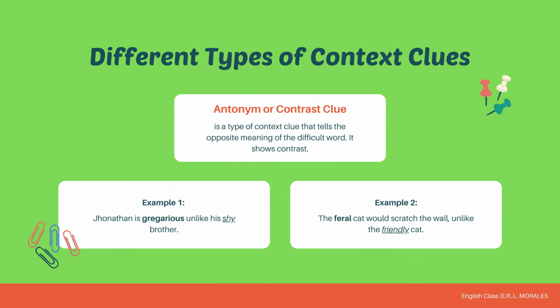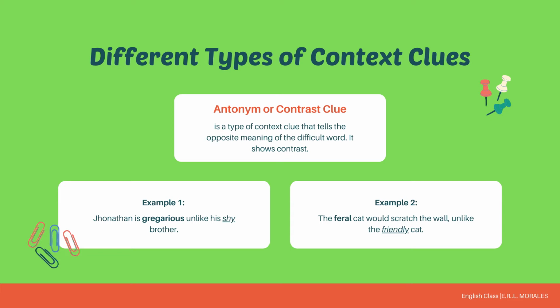We already discussed the two types of context clues, which are synonym or restatement clue and the definition or statement clue. The third one will be antonym or contrast clue. This is a type of context clue that tells the opposite meaning of the difficult word. It shows contrast. For this, we have two examples also. The first one will be: Jonathan is gregarious and unlike his shy brother.